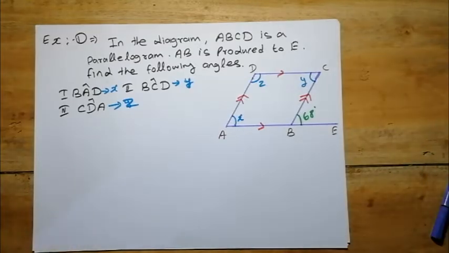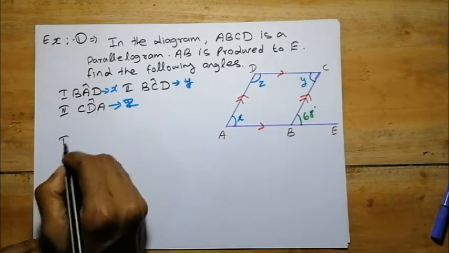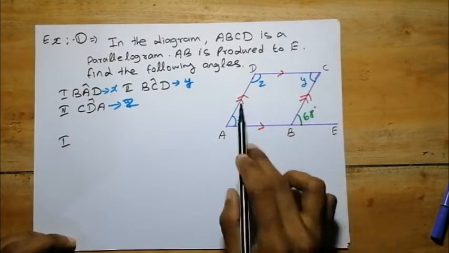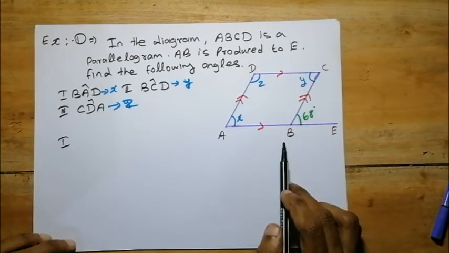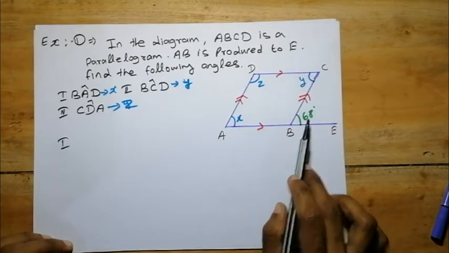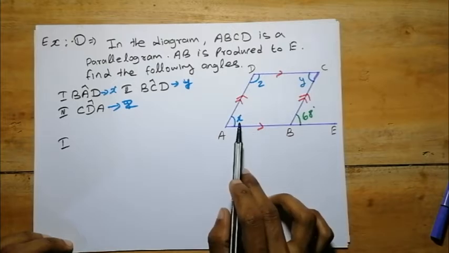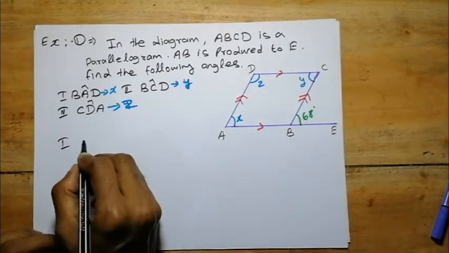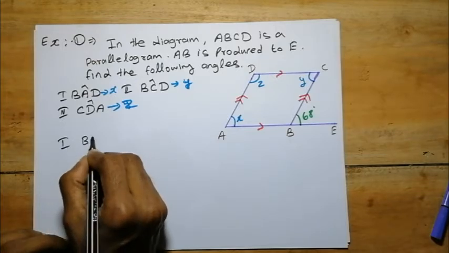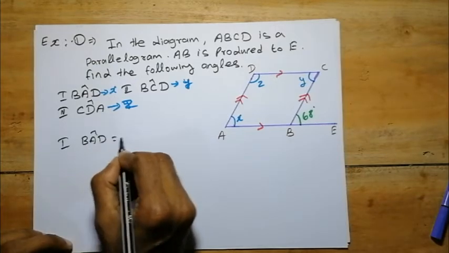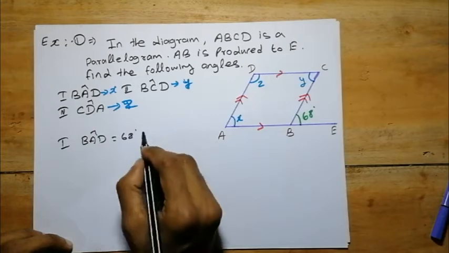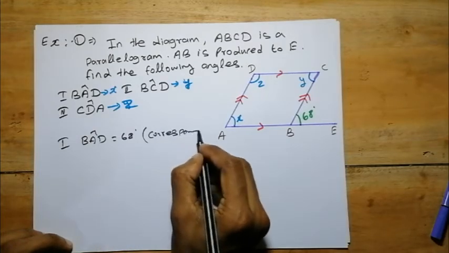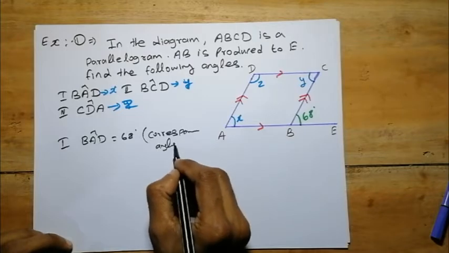Okay, the first part, BAD, which is X. If you mark the parallel lines, you already get the answer. The given 68 and X are corresponding angles. So directly we can write the answer: BAD is equal to 68, corresponding angles.